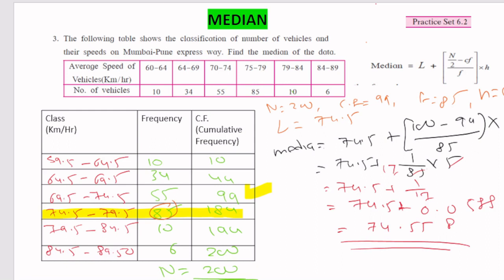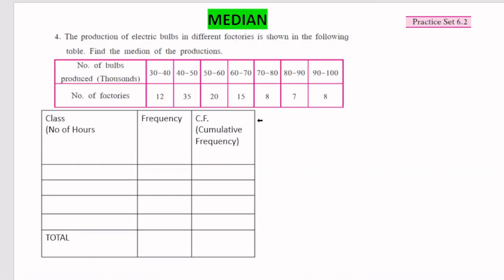Isn't it easy? And you learned something different where there is no continuation. You have to follow this step. So we are done with practice 6.2. We can move to the next practice in the next video.